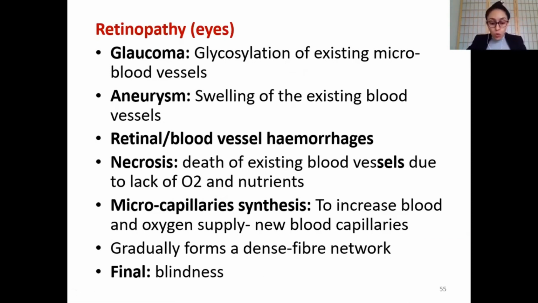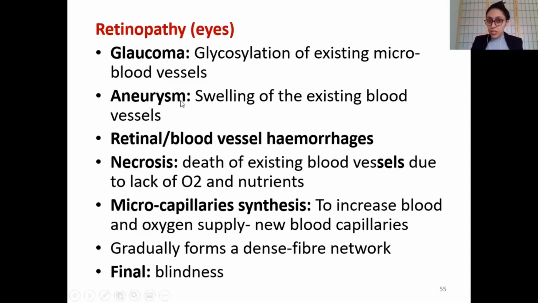When glucose settles down in the blood vessels of your eyes, these blood vessels start swelling because they want to increase their surface area. Because there is so much glucose settling down in them, they do not have sufficient space for the blood to flow from one end to the other. So that's why these blood vessels start swelling.